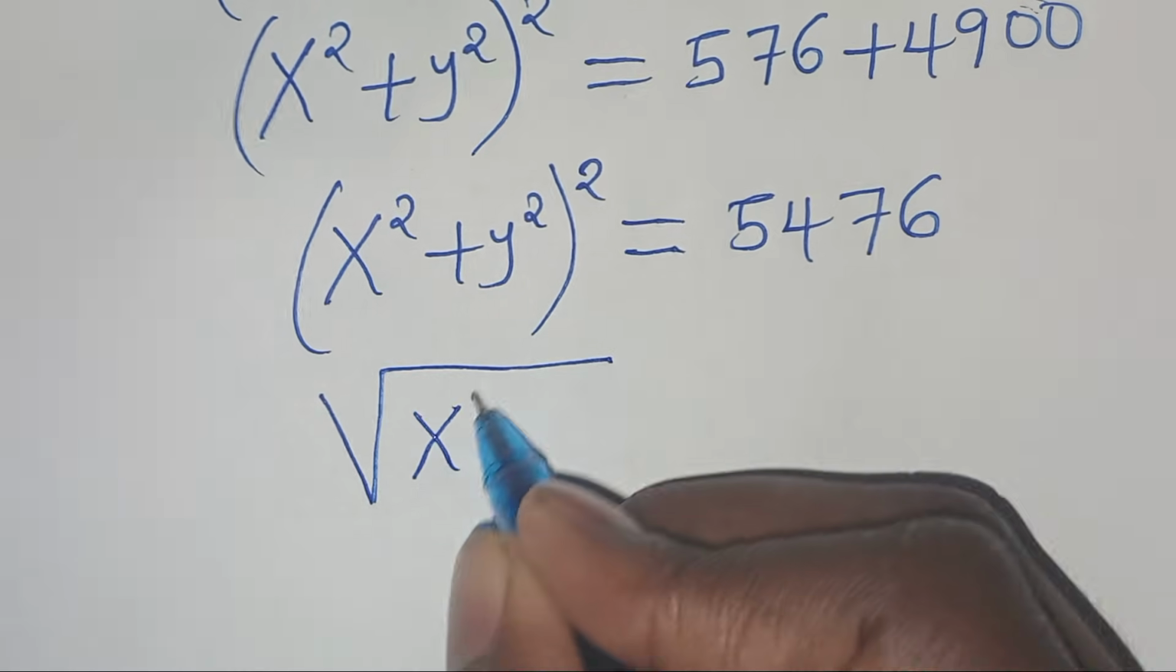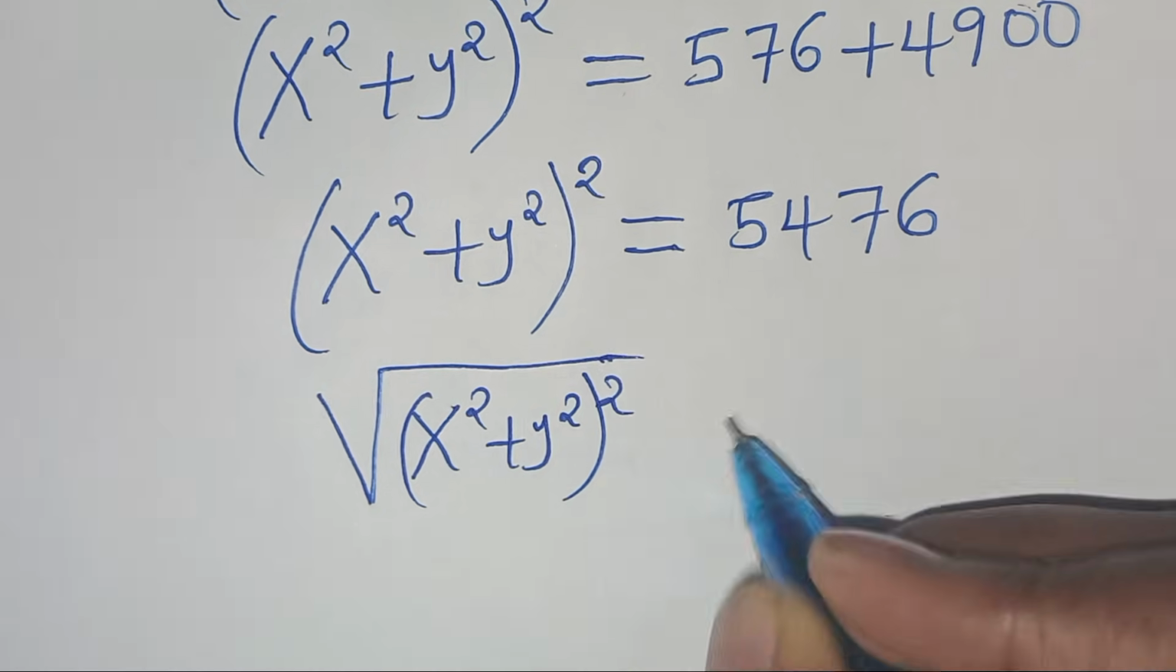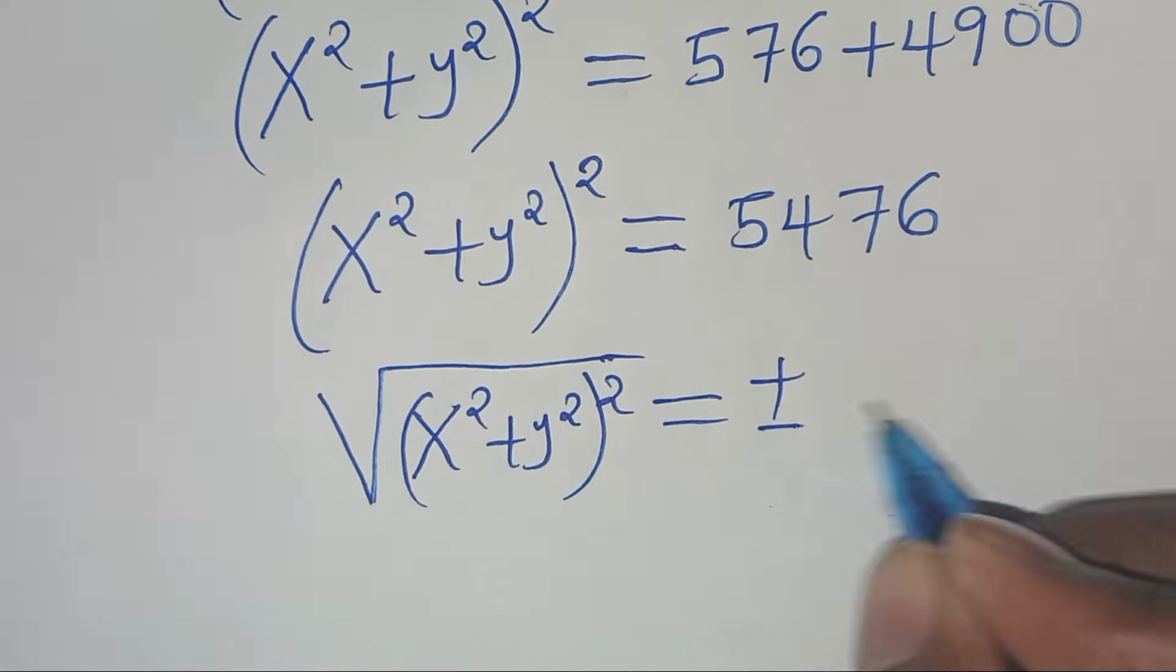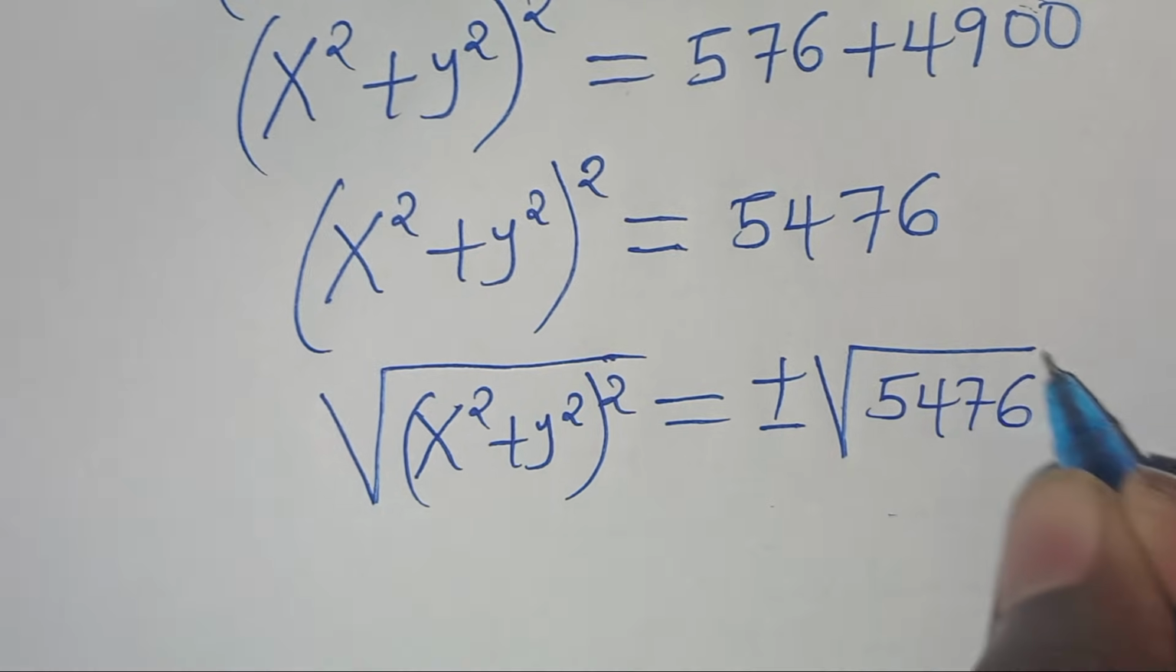To solve for x squared plus y squared, let's introduce a square root on both sides. This is the square root of x squared plus y squared raised to the power of 2. This is equal to plus or minus a square root of 5476.